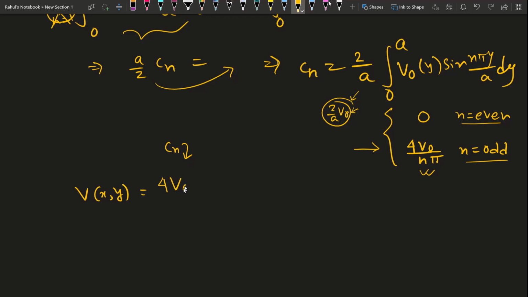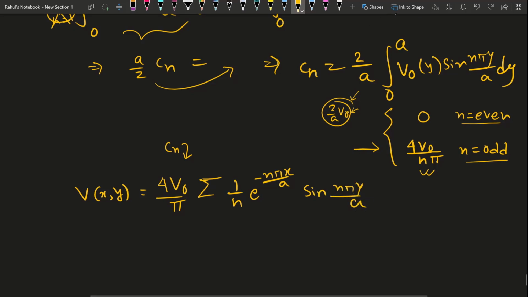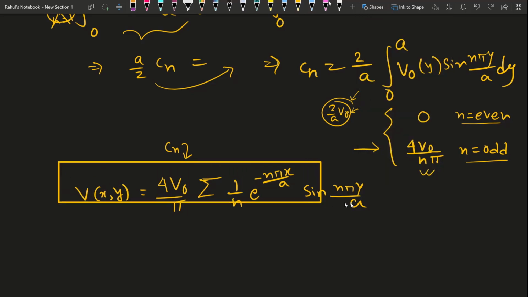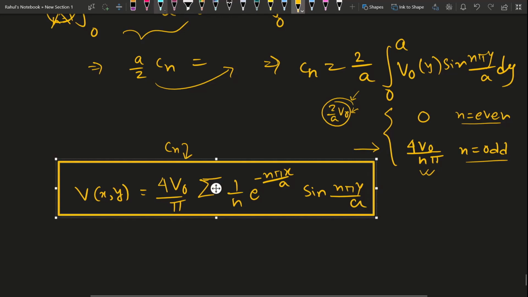Cn means 4 v naught over pi, and n will be taken inside the summation: 1 over n, e to the power minus n pi x over a, into sine n pi y over a. So this is the ultimate solution of that problem.